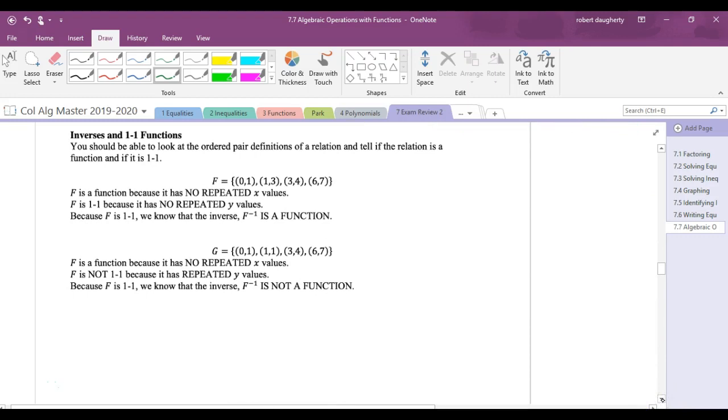Inverses and one-to-one functions. Okay, you should be able to look at a set of ordered pairs and tell if something is a function. It's a function if there are no repeated x values. So yes, this is a function. Okay, so this is a function.